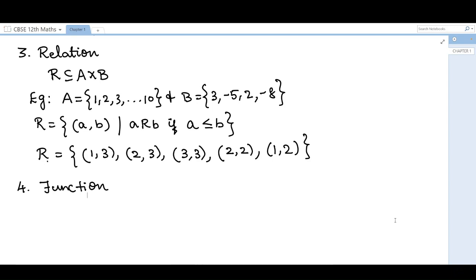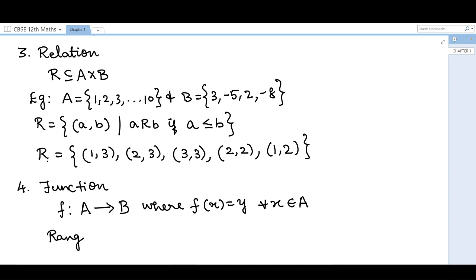So, a relation with these two conditions is said to be a function. In general, we write a function from two non-empty sets A and B as f from A to B, where f of x equal to y for every x belonging to the set A. It is to be noted that each and every element in the domain should be mapped to elements in the set B, where A is the domain of the function and B is the codomain of the function.